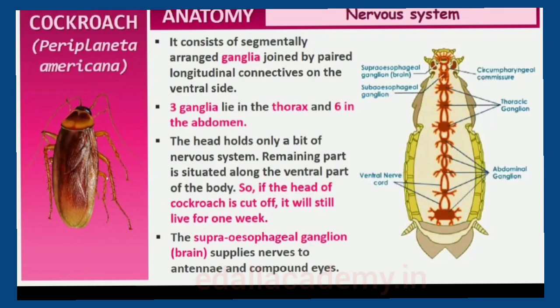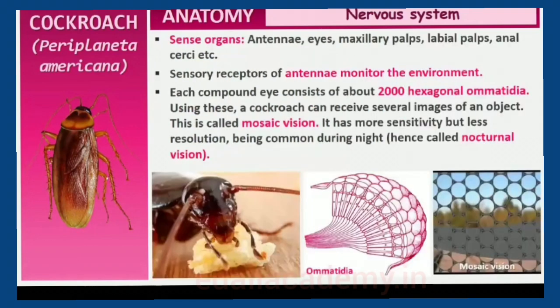In the head region, the brain is represented by supraesophageal ganglion which supplies nerves to antennae and compound eyes. In cockroach, the sense organs are antennae, eyes, maxillary palps, labial palps, anal cerci, etc. The compound eyes are situated at the dorsal surface of the head. Each eye consists of about 2000 hexagonal ommatidia, singular, ommatidium.